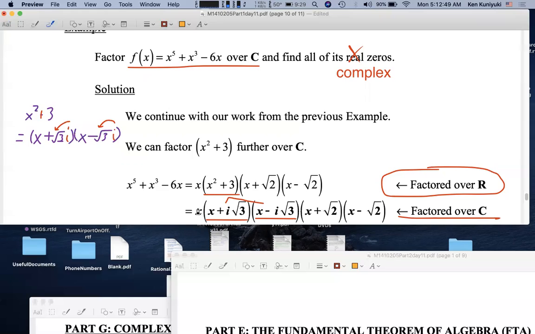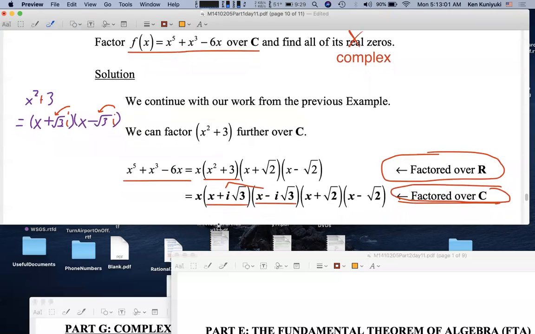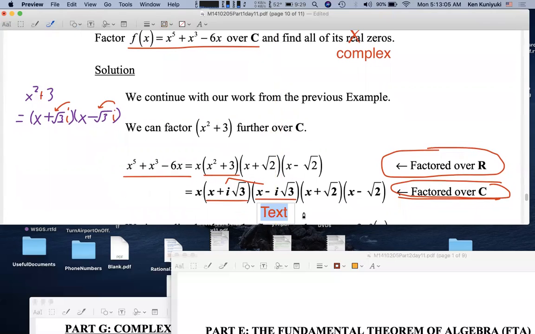So now, notice that when we factor this fifth degree polynomial over C, we're now factoring it as a product of 5 linear factors. And that's not a coincidence. Also, what are the 5 complex zeros?